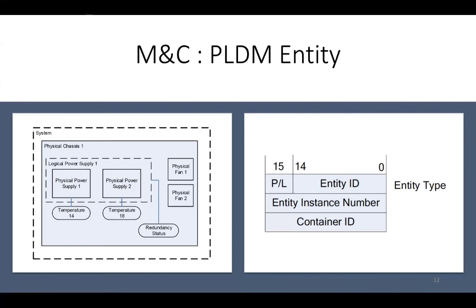So different entity IDs are defined in these specifications. There are a large number of entity IDs defined for common entities such as CPUs, DIMMs, motherboards, and so on. There's a PL physical logical bit that tells us whether the entity is physical or logical. There is an entity instance number, a couple of bytes for that, and there is the concept of a container ID, which helps us form relations between entities. We'll look at an example for that.